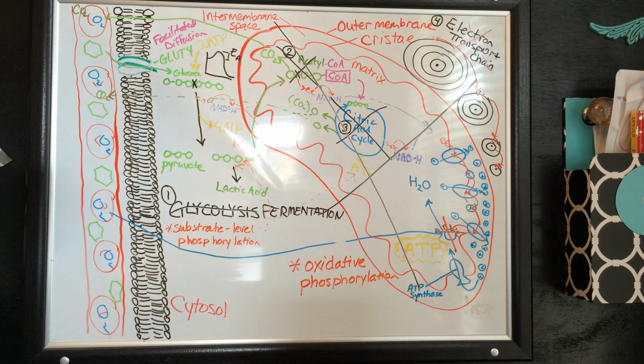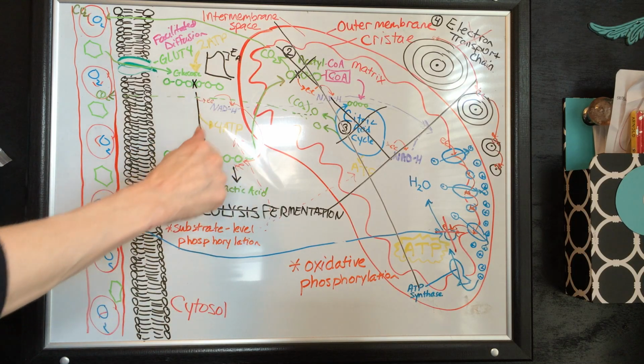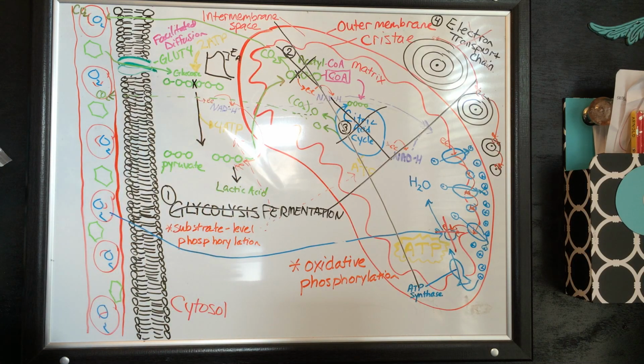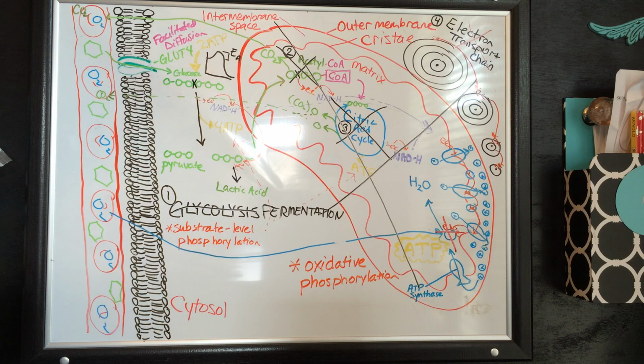Okay, now yeast and other things like that can do fermentation as well. The difference is when they put the electrons back on, they create a slightly different molecule. They create ethanol, alcohol, and that's how we make alcohol. But in our bodies, we create lactic acid instead of alcohol. So that's fermentation, and that happens when oxygen is absent.